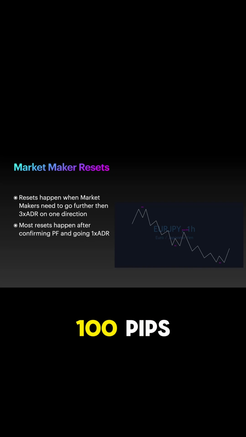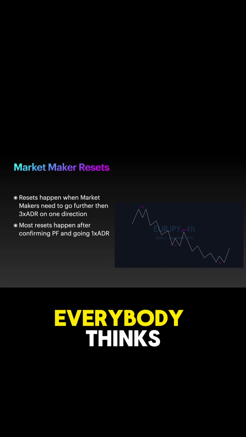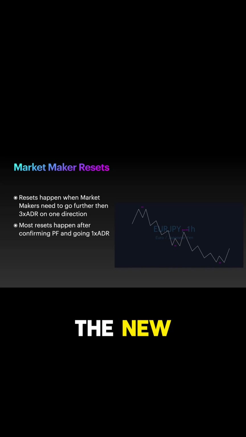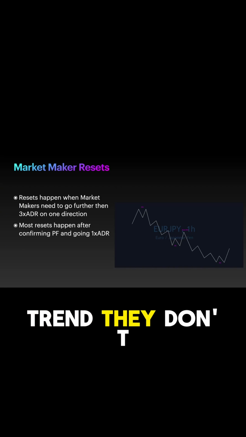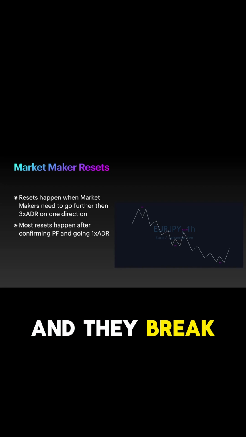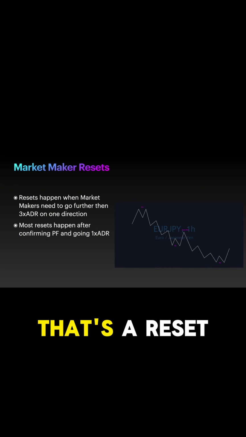So basically, they go up 100 pips, right? And then instead of keeping the trend going up, because everybody thinks that you're in a new uptrend, they don't. They drop it and they break past the peak formation low. You know that's a reset.